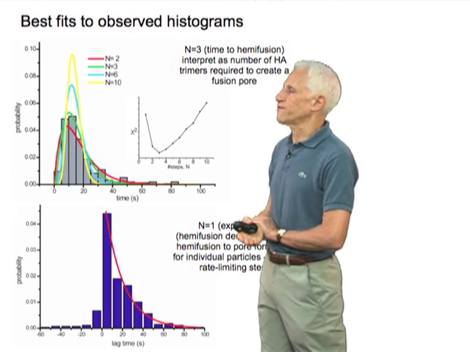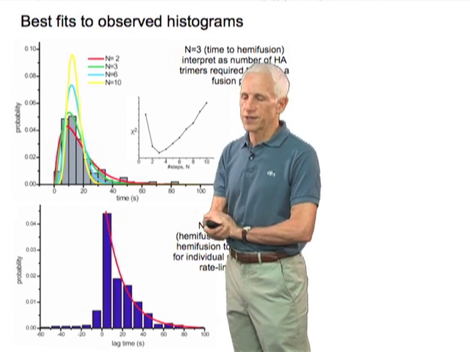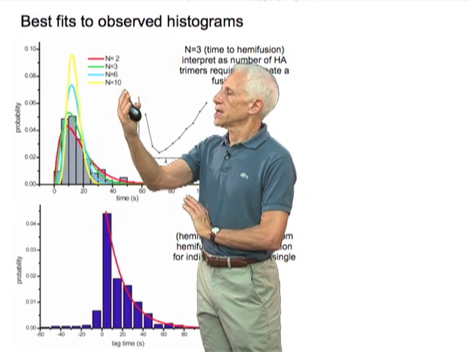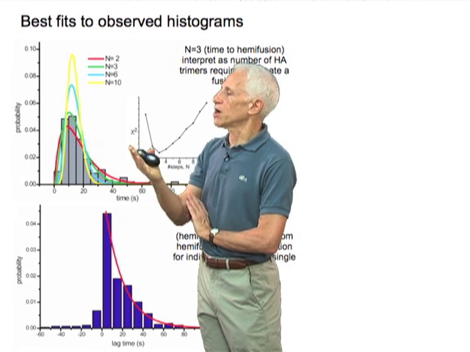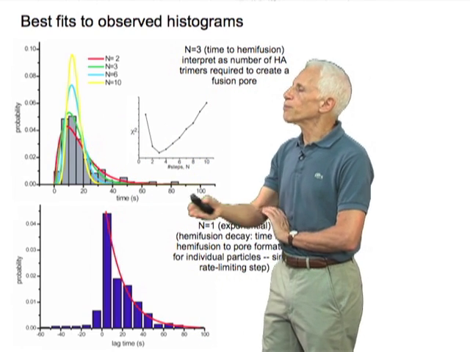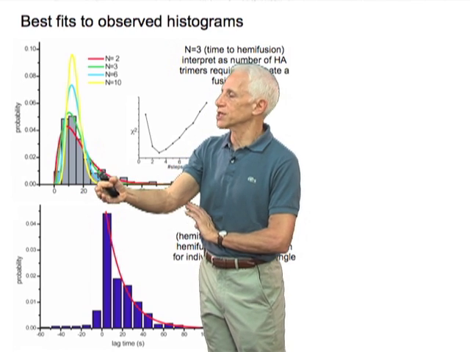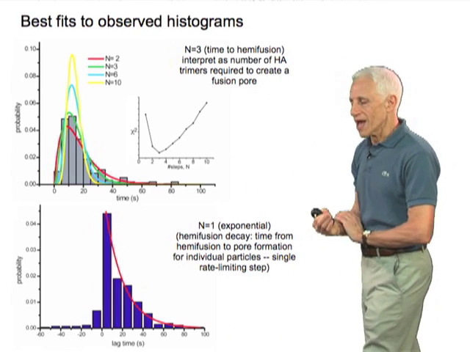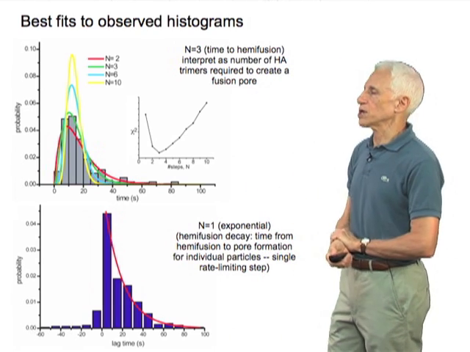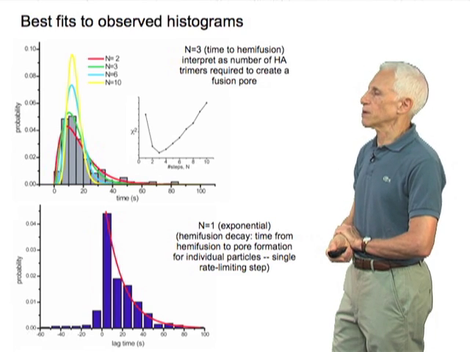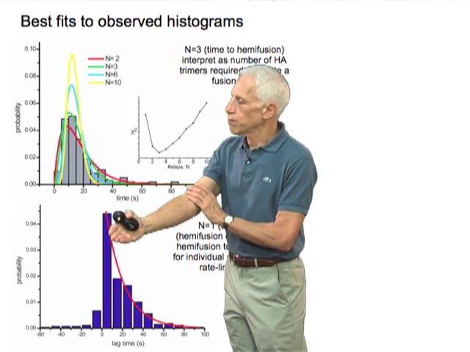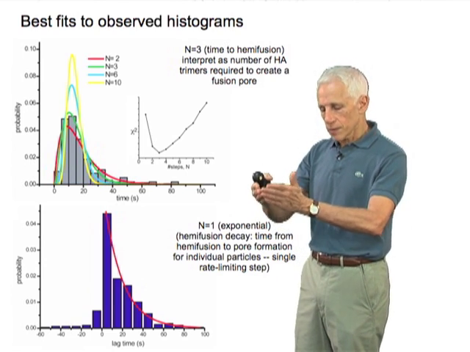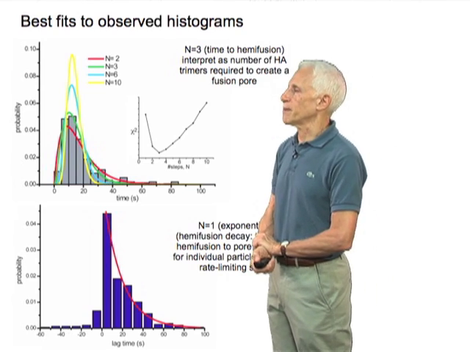And as a result, if we fit the histograms that I showed you in the previous slide, we find that the best fit involves an n of 3 and a rate constant appropriate for the times involved. These experiments were done at room temperature, with about 20 seconds or so as a mean time to hemifusion under the conditions of this experiment. Whereas the pore-forming event was a single kinetic step from the hemifusion state to pore formation.